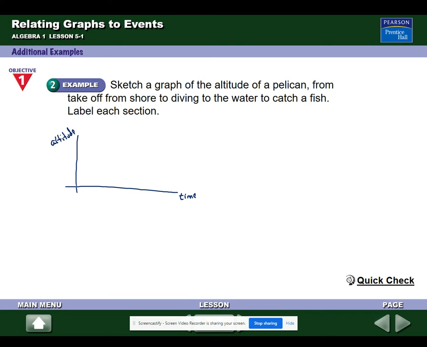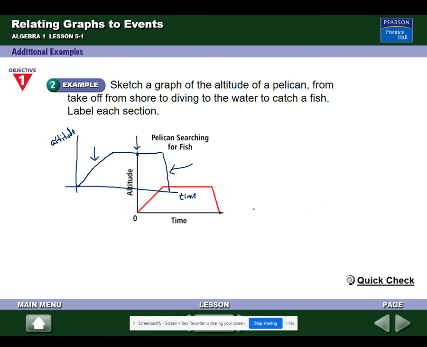So I would say something like this. The pelican is going to gain some altitude, hover at the same altitude for a while, and then eventually dive for a fish. Okay, now that's a poor drawing. I want to keep the video short, so I'm not going to write it, but this is gaining altitude. This is not hovering, but flying at the same height, searching for fish, and this is diving. They're going to have something very similar here, I believe. Yep. Take off, searching for fish, dive to water.